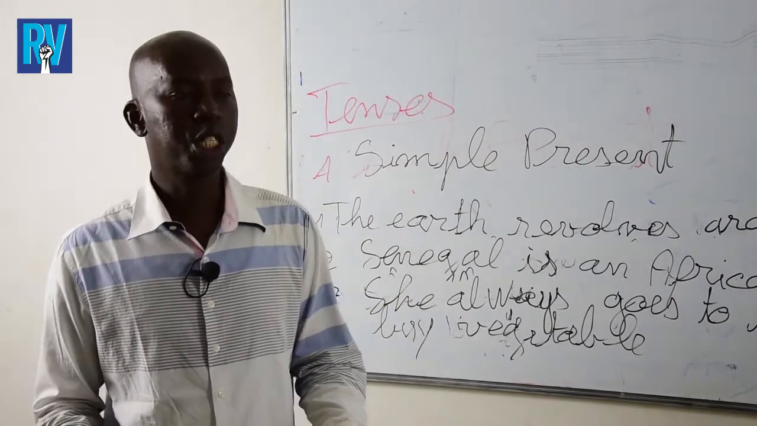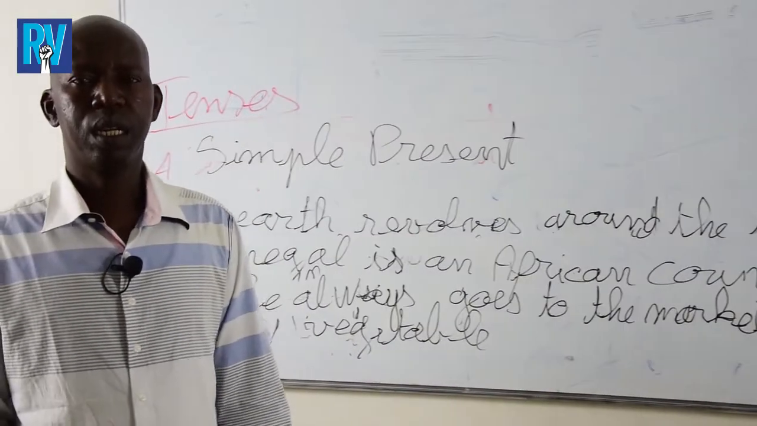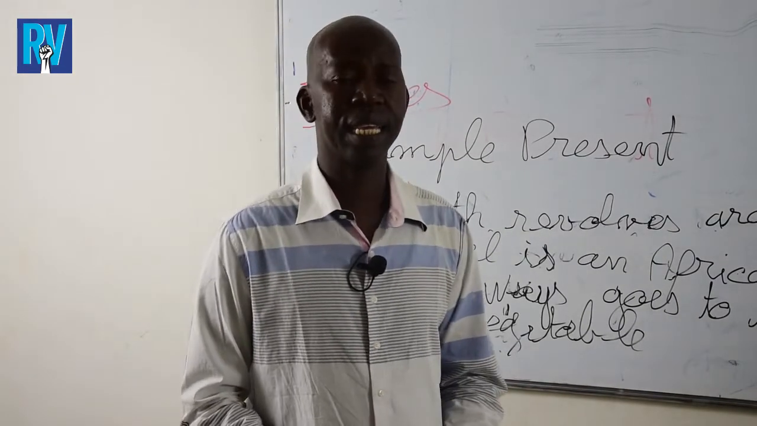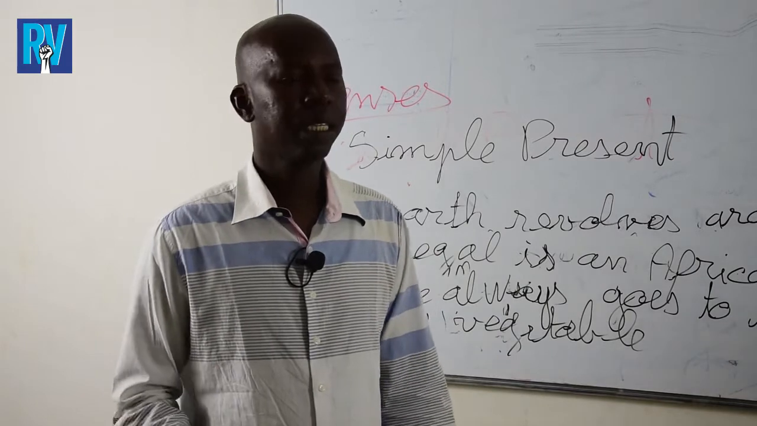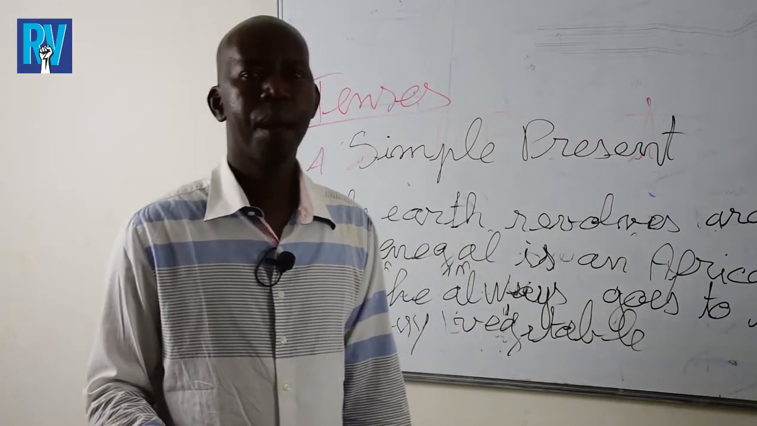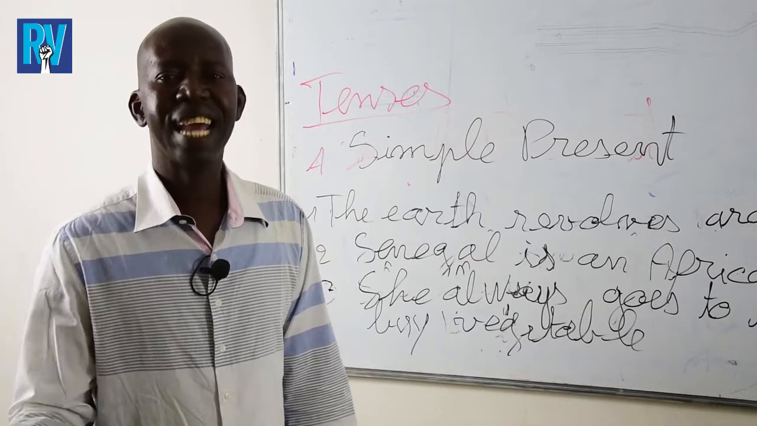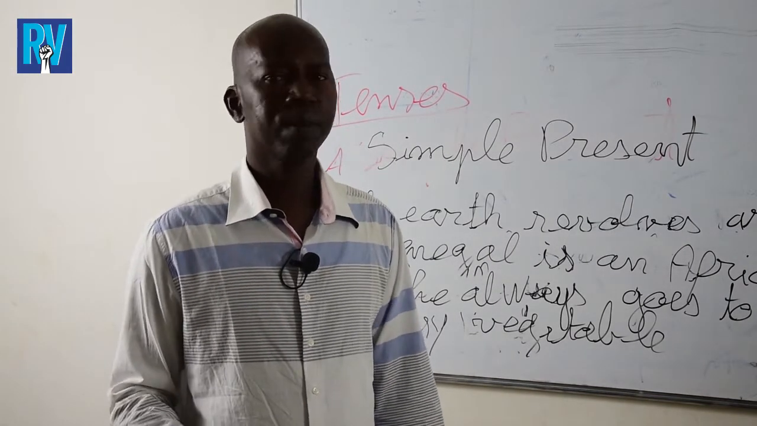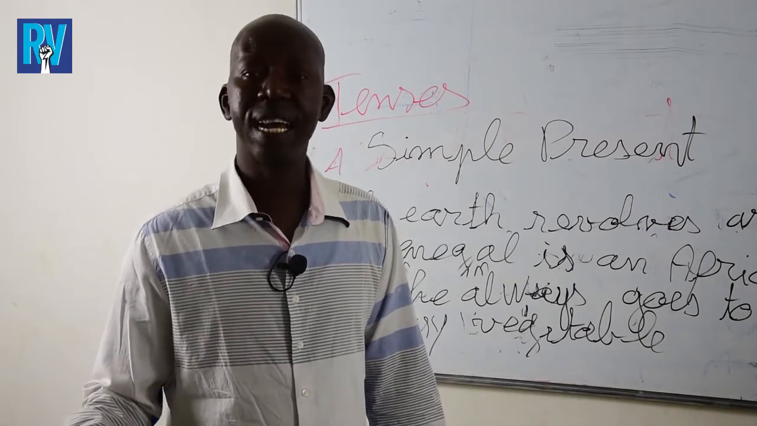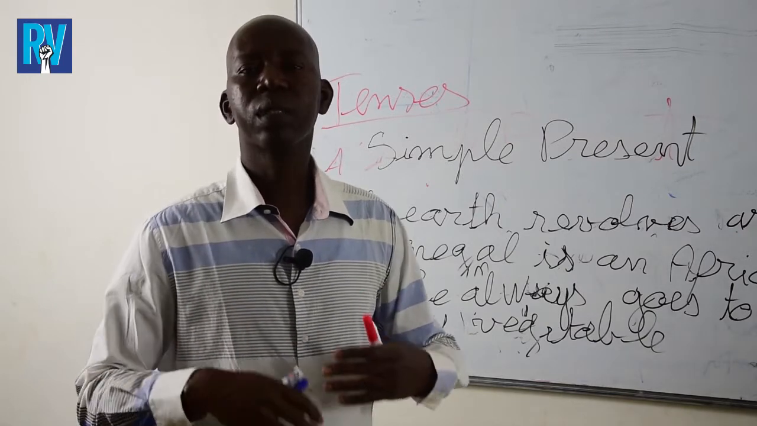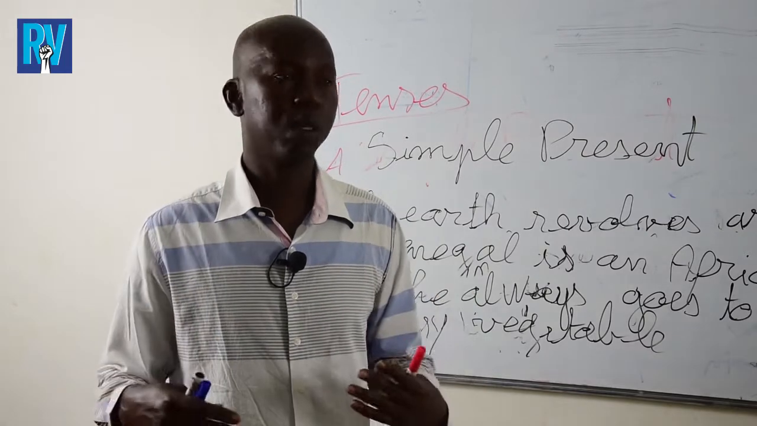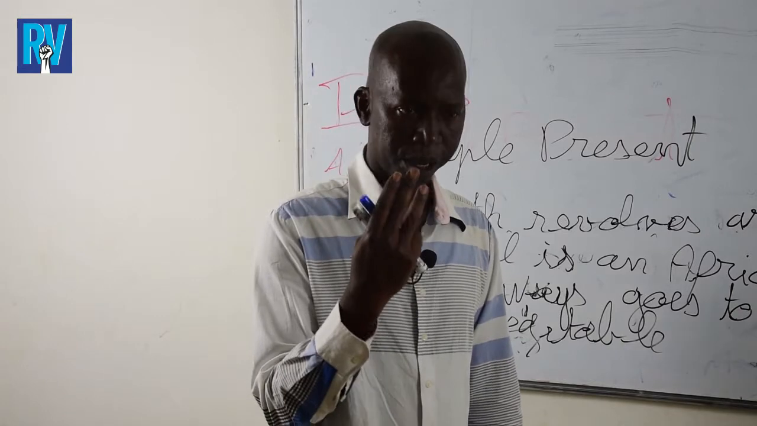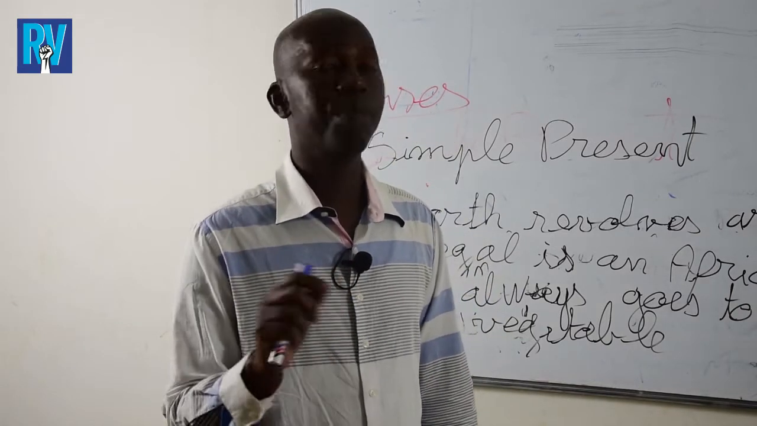We have also habits, repetitive actions. Example, when I say every day she goes to the market, buys vegetables and comes back home. Donc chaque jour, elle va au marché, achète des légumes et revient à la maison. Donc c'est une action qui est une habitude chez la personne, que la personne fait tous les jours. So these are the three different contexts in which we use the simple present.